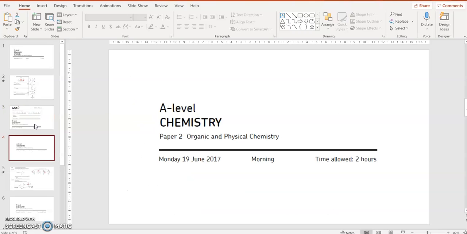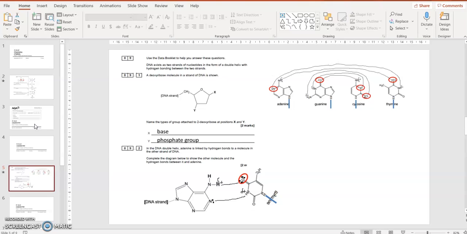Let's have a look at set 2. So let's have a look at 2017. Remember your diagrams. Remember that in a nucleotide you've got a base and 2 deoxyribose and a phosphate group. It's got 3 parts: phosphate, 2 deoxyribose and a base. The base joins onto the 2 deoxyribose at the point where it says X, and your bases then join up 2 nucleotides with a hydrogen bond between the bases.